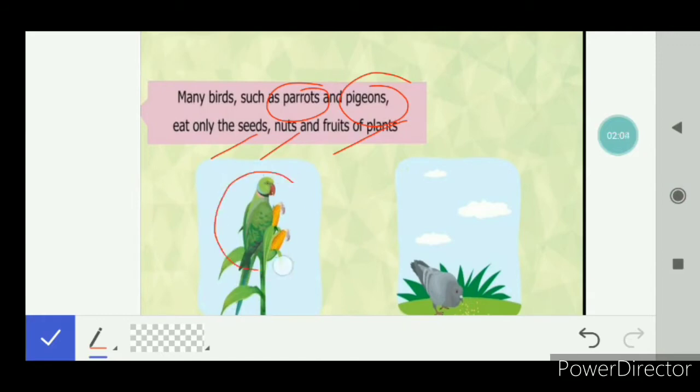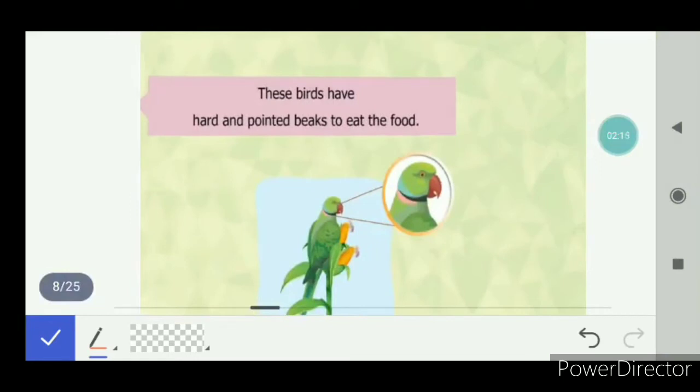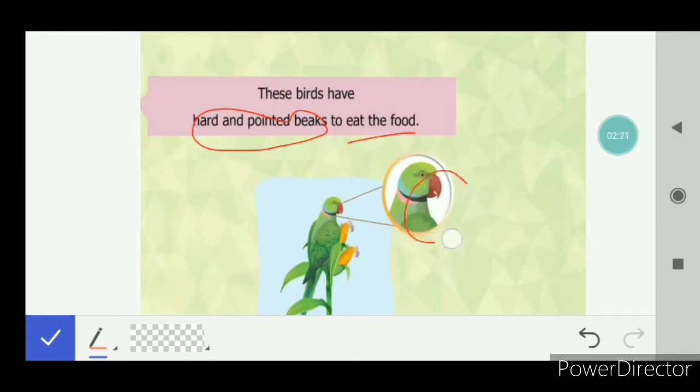So parrots and pigeons, they are also herbivores because they depend only on plant products for their food. These birds have hard pointed beaks to eat the food. Their hard beaks help them to break down the seeds, nuts and fruits.